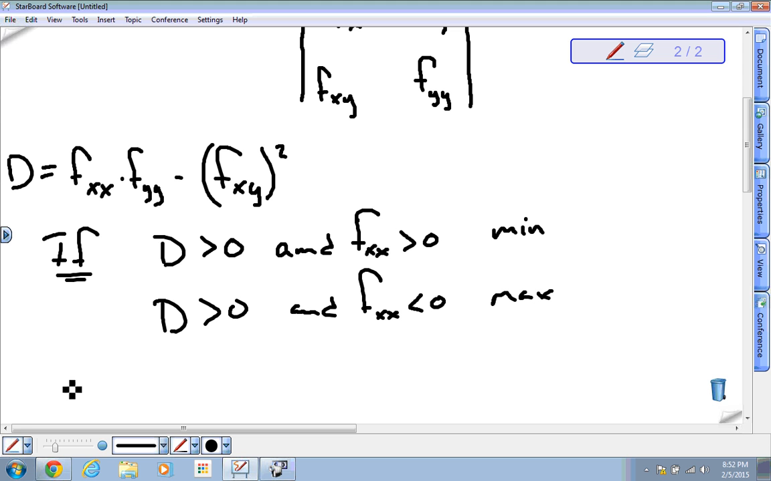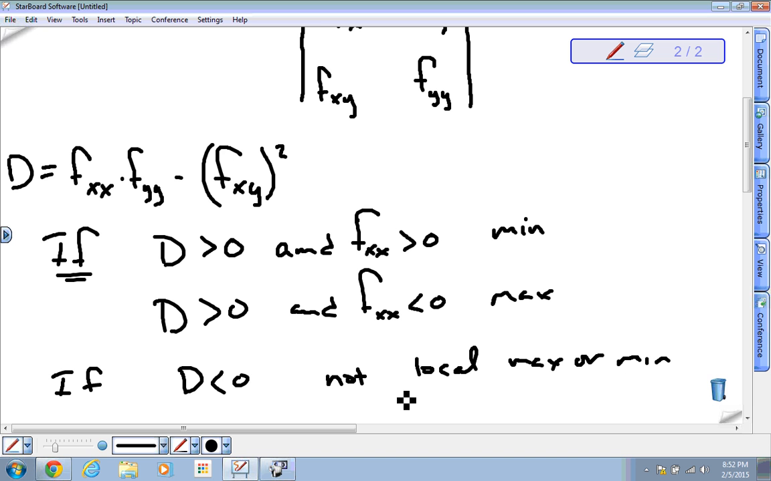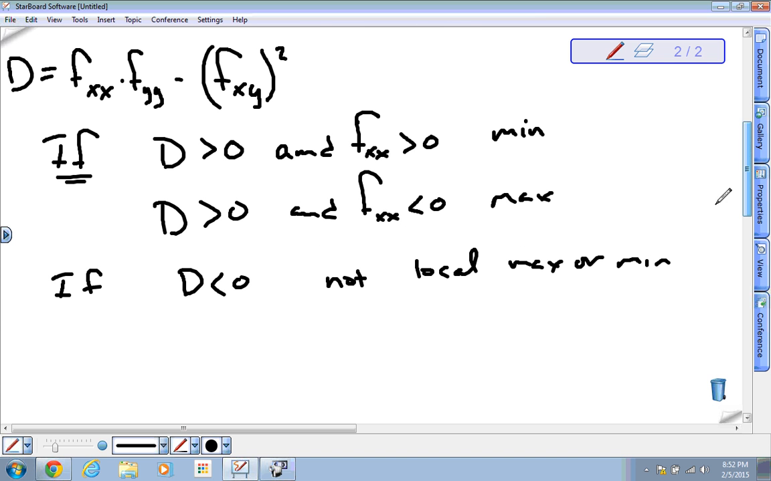And then, of course, if this is a whole different kettle of fish. If this is less than this, then it is not a local max or min. Most of the time it's a saddle point, but there's a couple weird exceptions when it's not. So we'll talk through that situation.